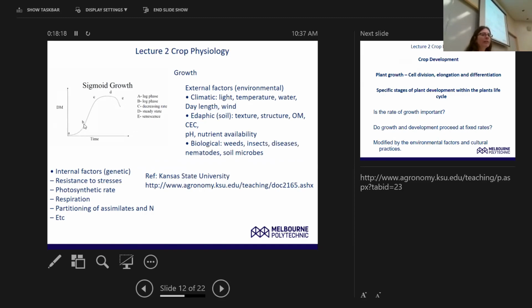Now, this is a typical shape, but you can change the shape of this curve by the inputs that you add. And so this is something I really want you to take on board. Climate can change this, light can change it, temperature can, water can, day length, and wind. And all of these factors I've just listed could change it positively, but also negatively. So let's talk about a couple.